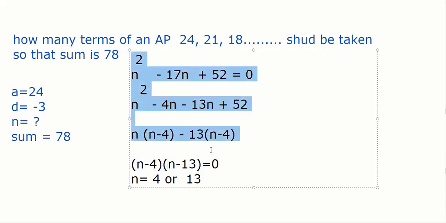Okay, so everybody, there are two answers. There are 4 terms or there are 13 terms, and both are right. You have to write both, guys. Otherwise, it's not a complete solution. So let me do another question now.